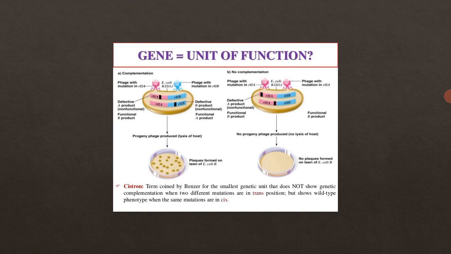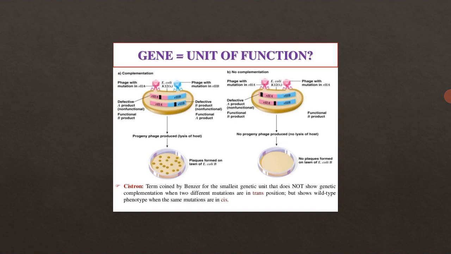Whereas in the complementation, what was the scenario? The mutations were present on different genes. One black band is present in the R2A and one band is present in the R2B, and that is why we have both the R2B functional and R2A functional products. Therefore these two different products will complement each other, and it is able to produce the progeny phages, giving us the plaques, right? This is the complementation. These two genes are complementing with each other, because the mutations are not present in the same gene; they are present in different gene segments, right?